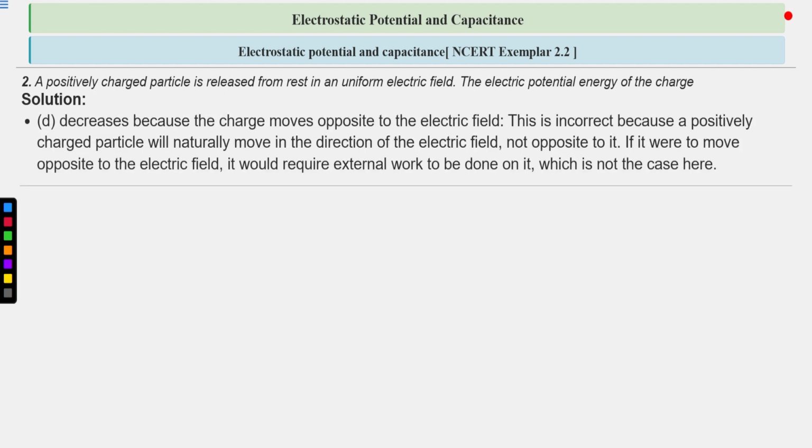Why is option D incorrect? What was option D? Decreases because the charge moves opposite to the electric field. This is incorrect because a positive charge will experience force in the direction of the electric field only. So this option is incorrect because they are saying that the charge moves opposite to the electric field.